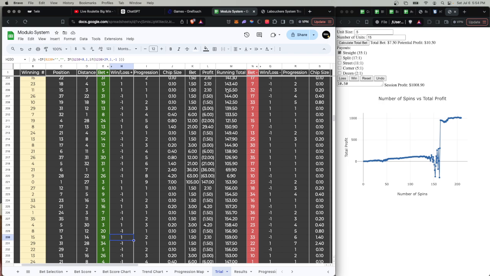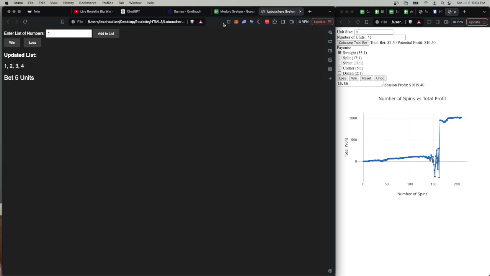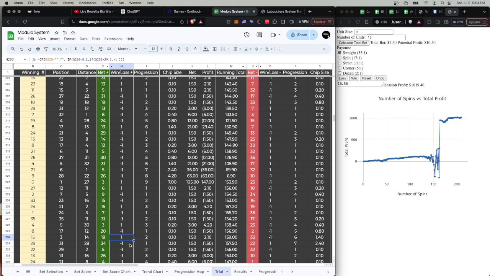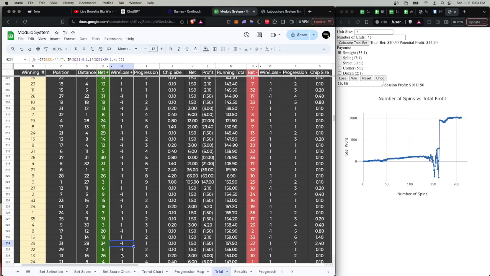Lost, and then we win. Let's make sure we're doing this right. We get lost, then we won, then we lost. So now we win on 5. So win. At least it's a 5 unit bet. And we lost. So now we're at 7 units. And we lost. Okay.